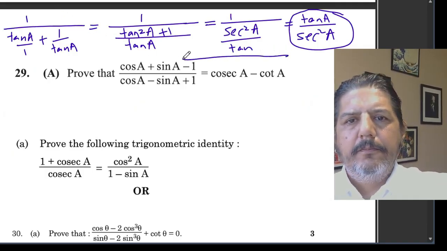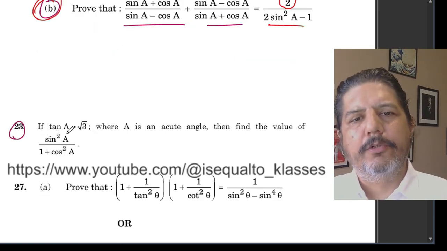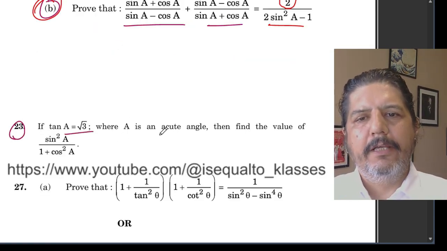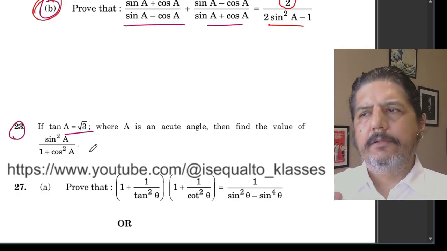It's a pretty interesting question. And let's start. This is the interesting question I found. So tan A is equal to √3, where A is an acute angle. Then find the value of sin²A upon 1 plus cos²A. I've seen this kind of question coming again and again in some way or the other.